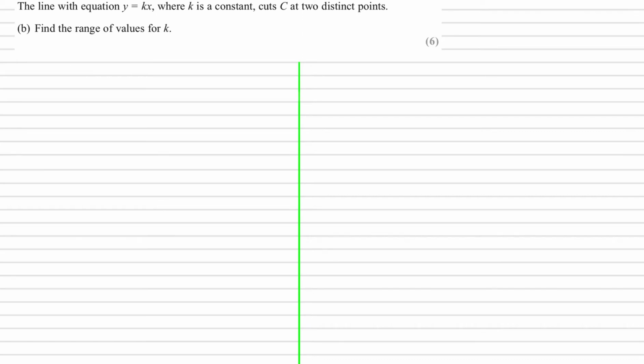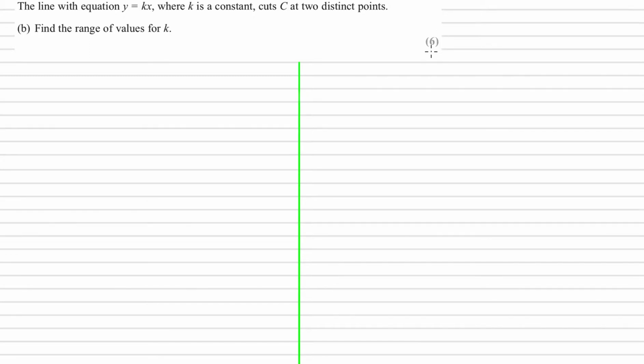Hi. So for part B of this question, we're told the line with equation y equals kx, where k is a constant, cuts C at two distinct points. And we're asked to find the range of values for k. Okay? So this is a 6-mark question, so there will be quite a lot of working out.